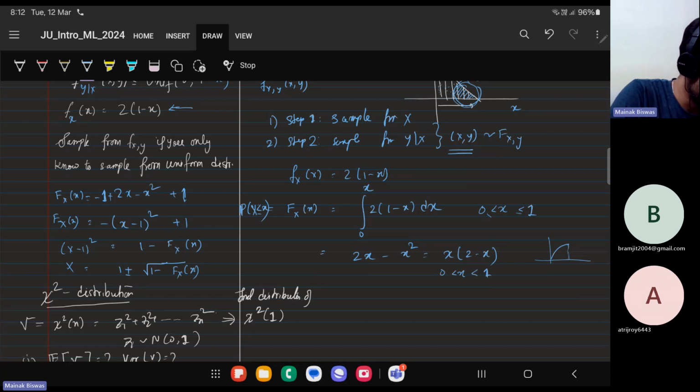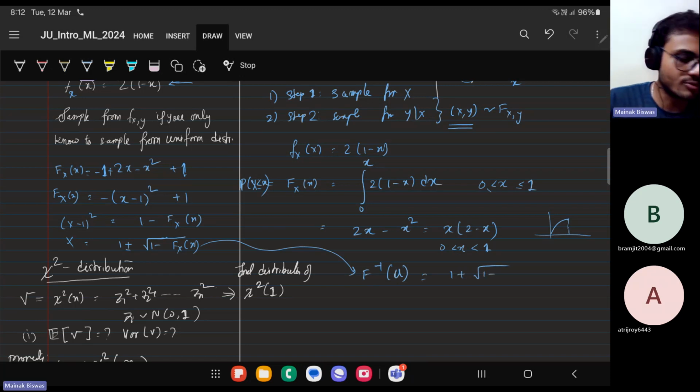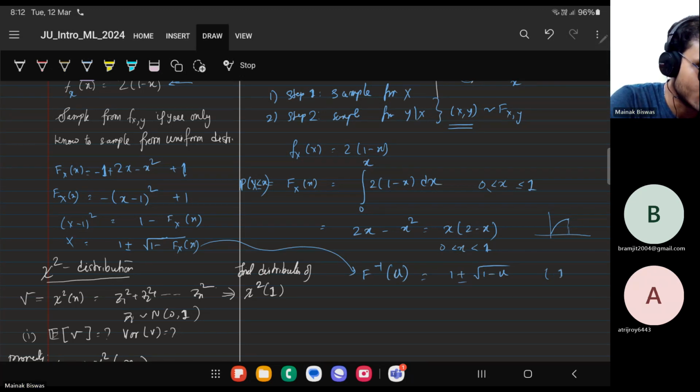So you see, now I know how to sample from x. What will I do? This is your f inverse. F inverse of u is nothing but 1 plus minus root of 1 minus u. You cannot take the plus sign, because then f inverse would be mapping between 1 and 2, and 1 and 2 is not what we need, so we'll take just the minus sign.